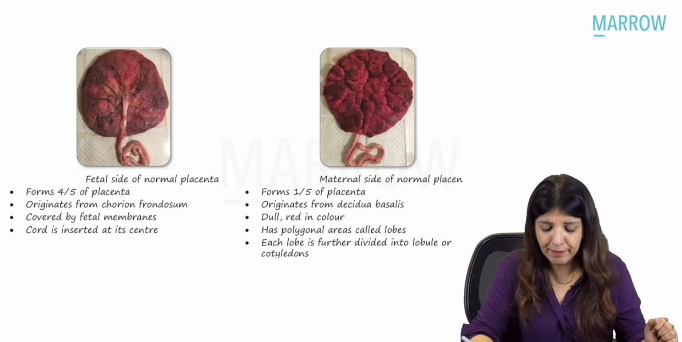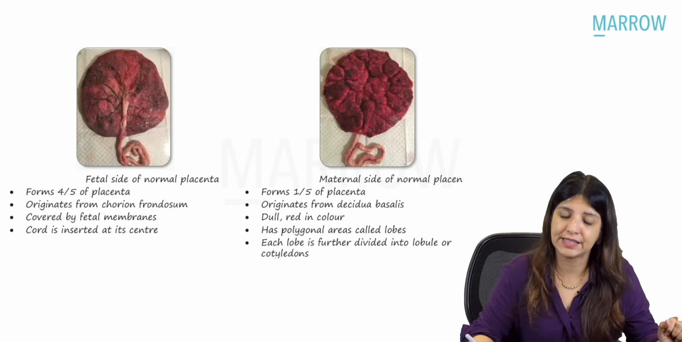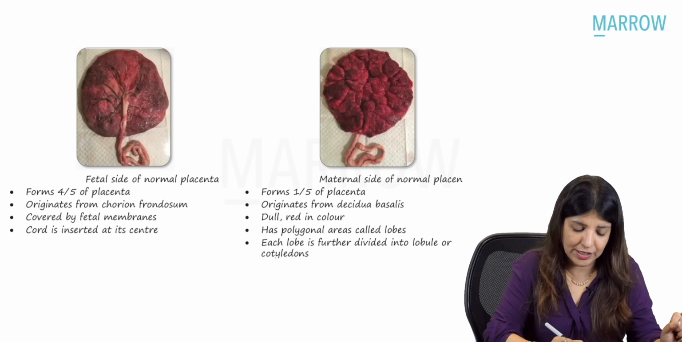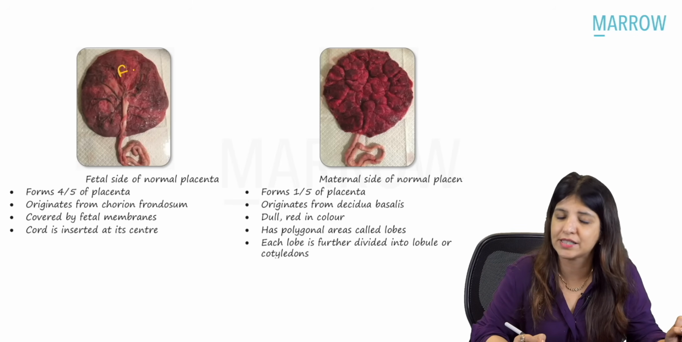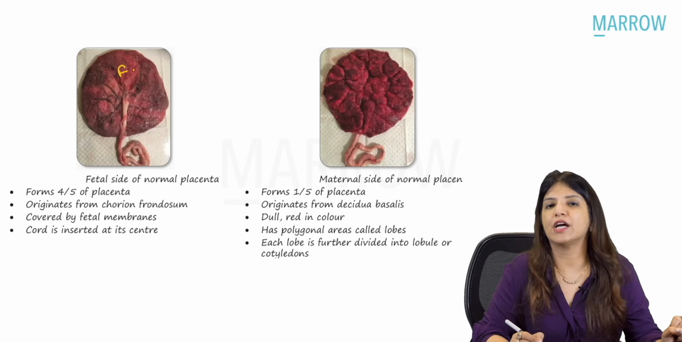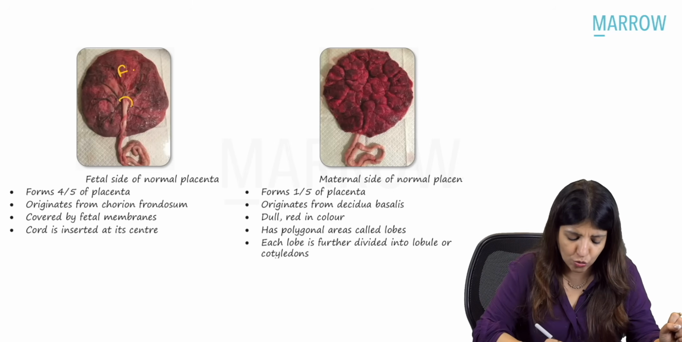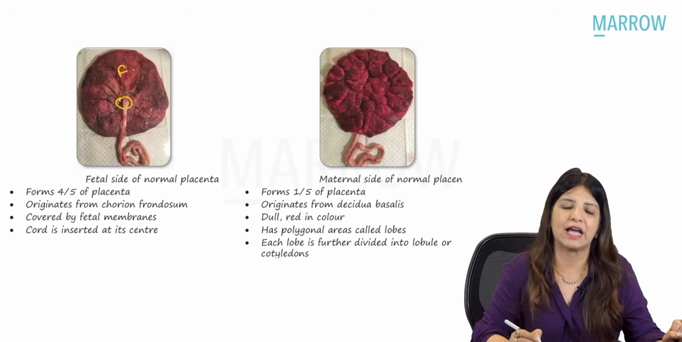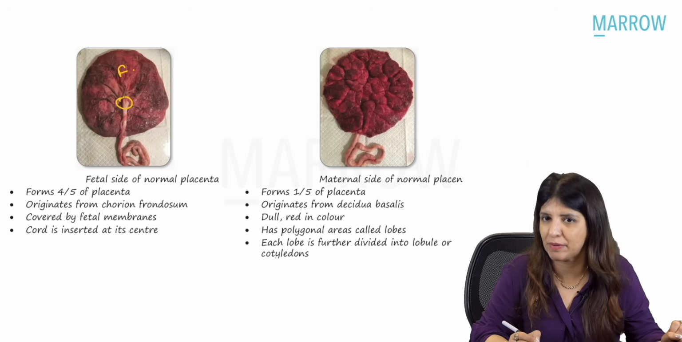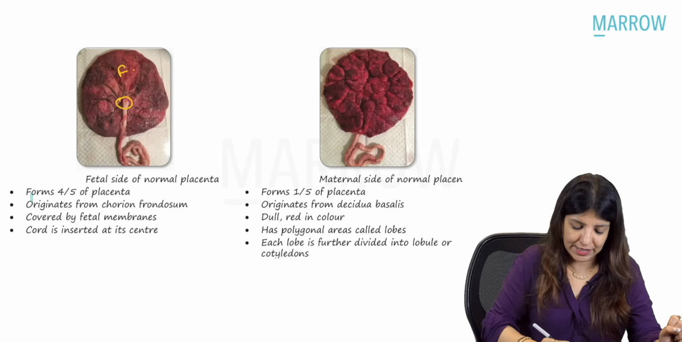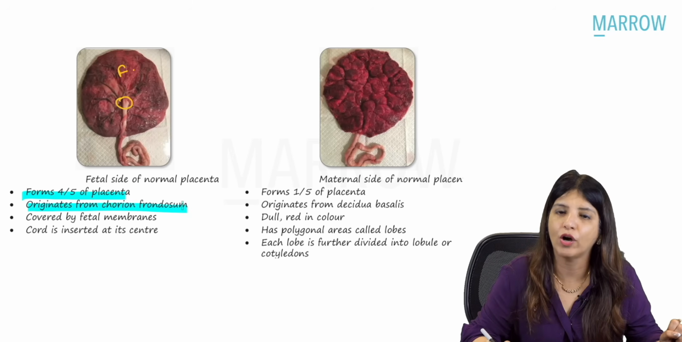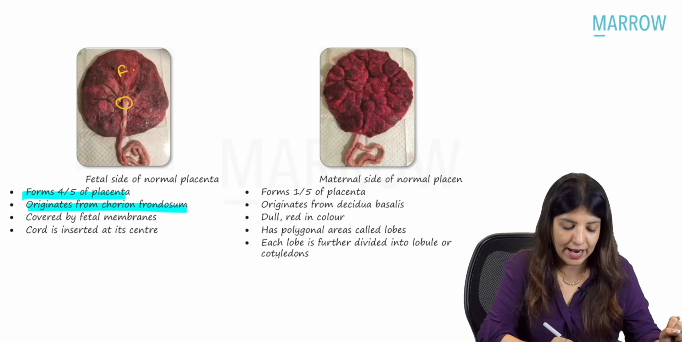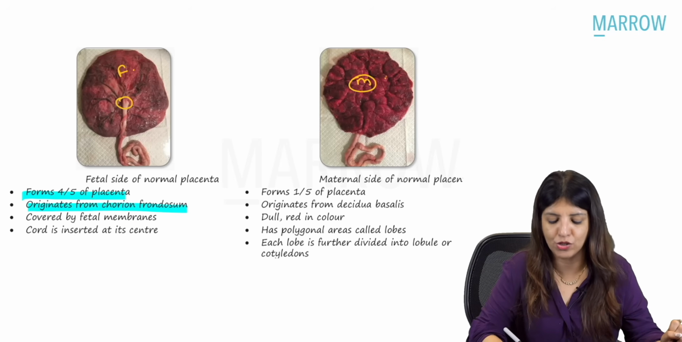Then coming to important images of placenta. This over here is the fetal side of the placenta. How do you identify the fetal side of the placenta? Fetal side of the placenta is going to be shiny, and you will see that the umbilical cord is attached to the center of the fetal side of the placenta. Fetal side of the placenta forms 4/5 of the placenta, and it originates from chorion frondosum. On the other hand, this is the maternal side of the placenta.